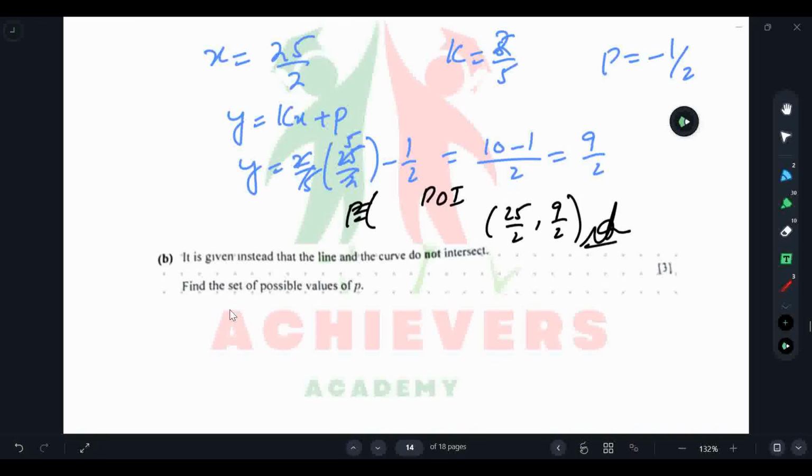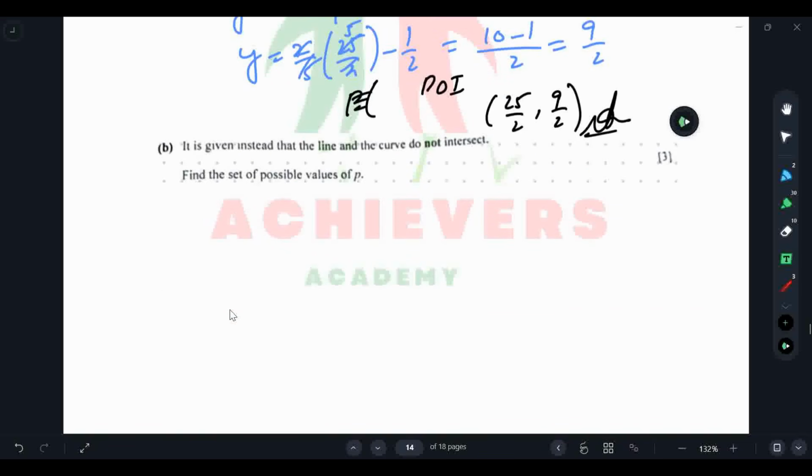Let's move to the B part. In the B part, they said it is given that the line and the curve do not intersect. Find the set of possible values of p. So we can equate these: 1 by 2 k square x square minus 2 kx is equal to kx plus p.